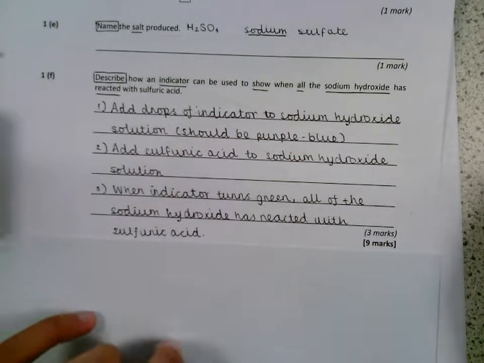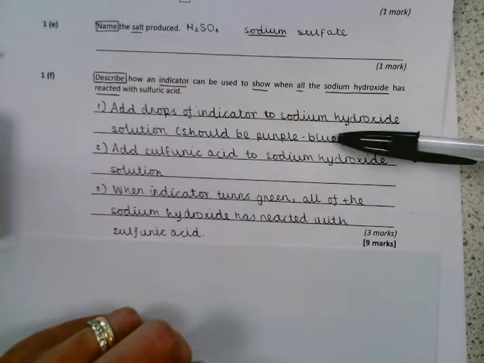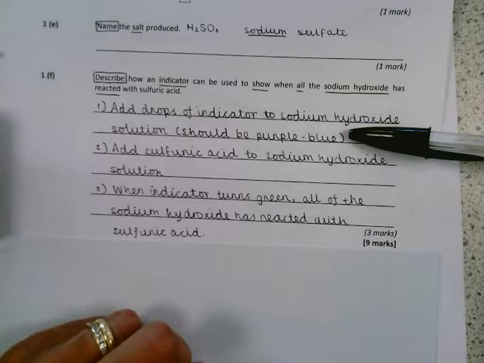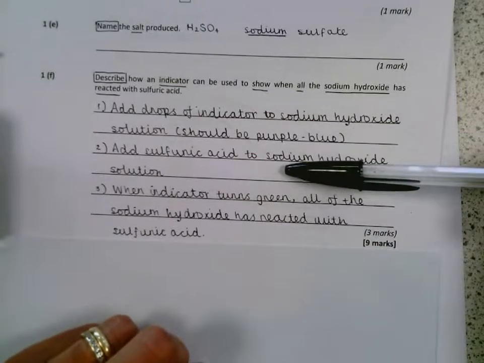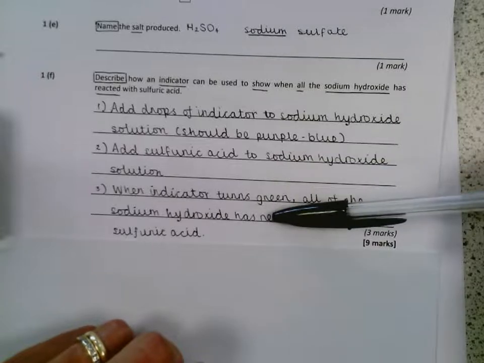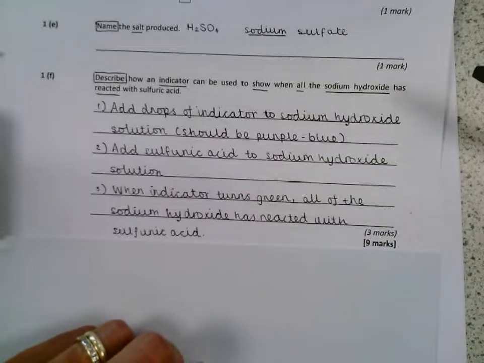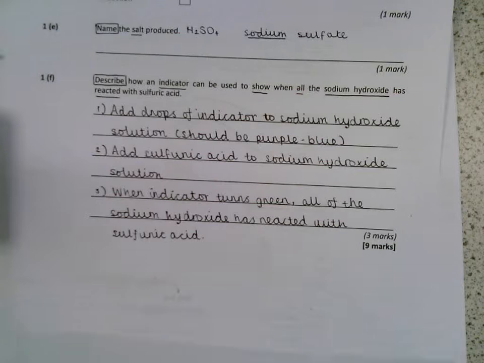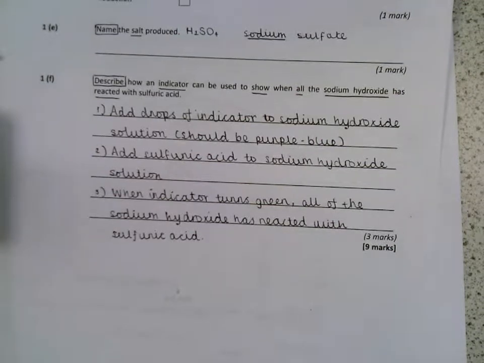Now you could write this the other way round. You could write add drops of indicator to sulfuric acid, add the sodium hydroxide solution to the sulfuric acid, and again when indicator turns green, all of the sodium hydroxide has reacted with the sulfuric acid. Write what your mark out of 9 is.